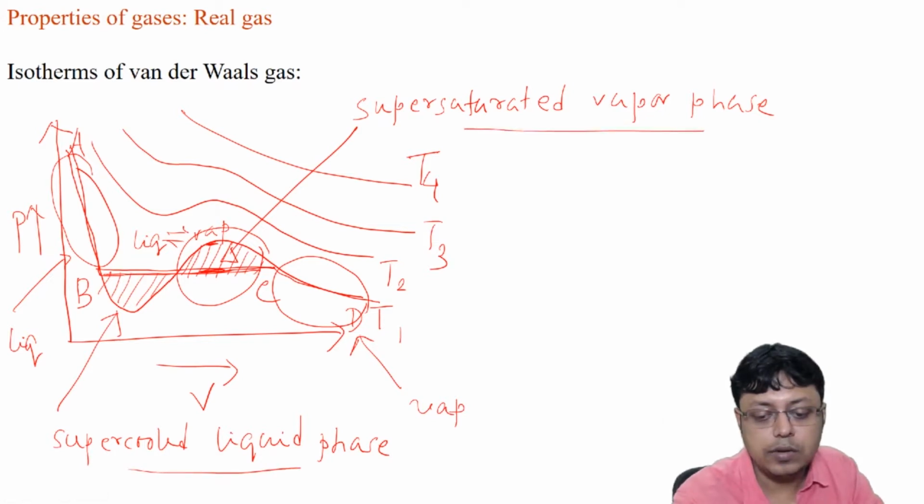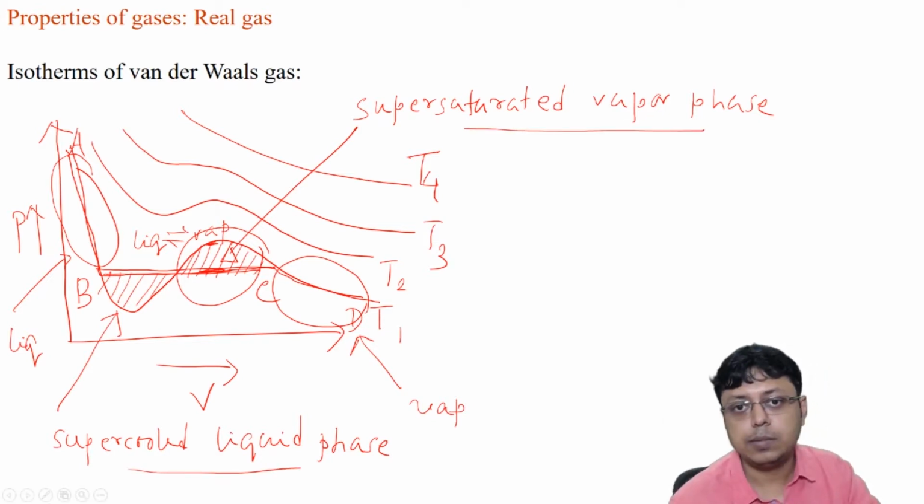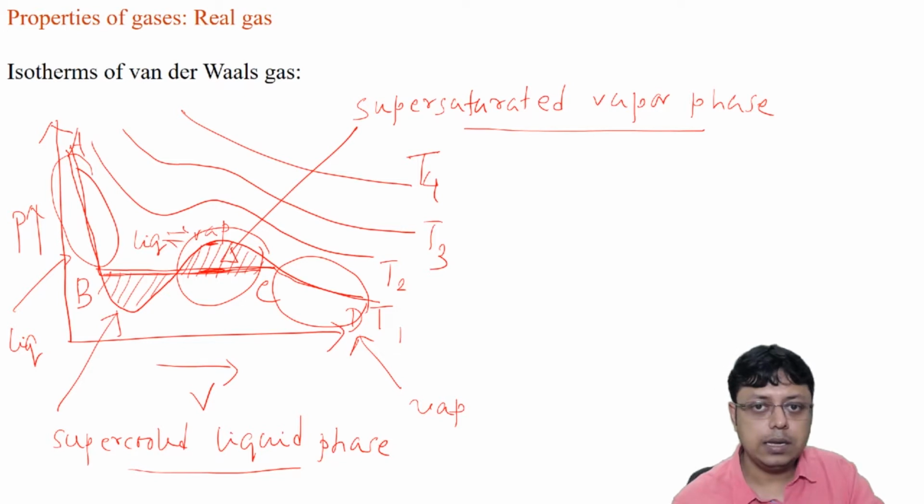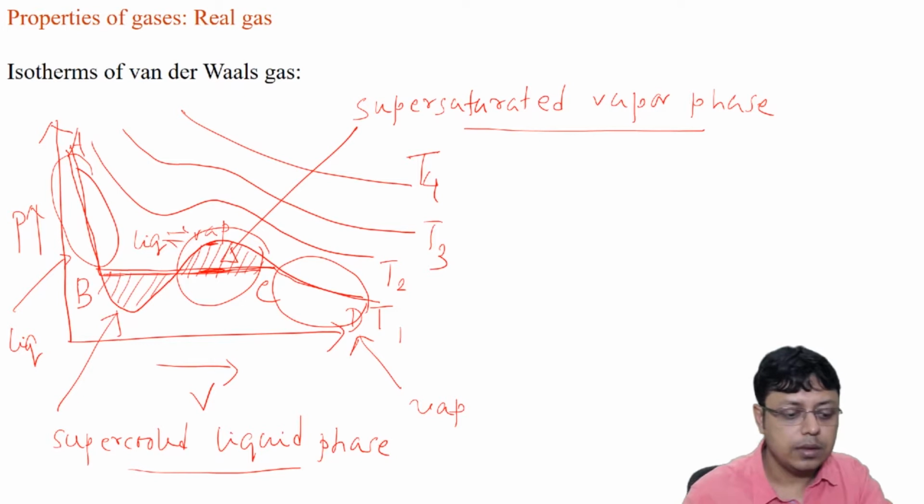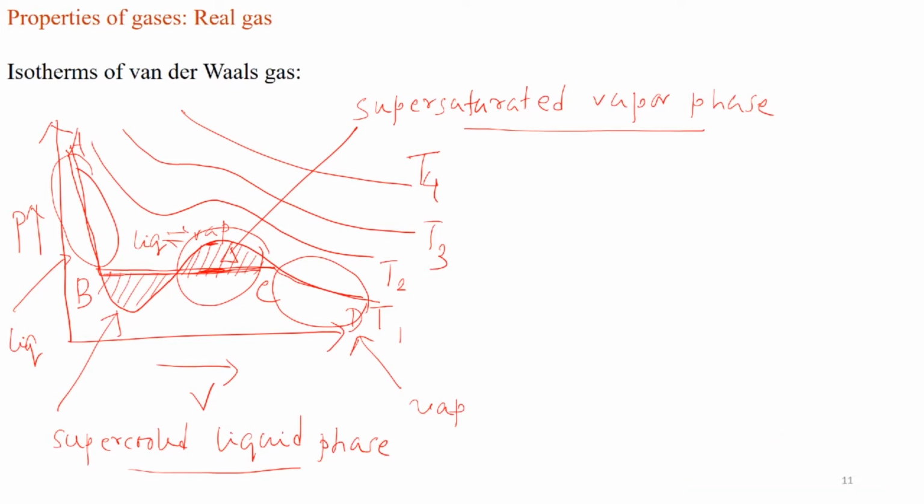These two phases are not real phases and they are metastable phases which we got by plotting the van der Waals gas equation. Remember, the reality is the experimental curve which was obtained by Andrews. Now we have a very interesting situation for the van der Waals curve.